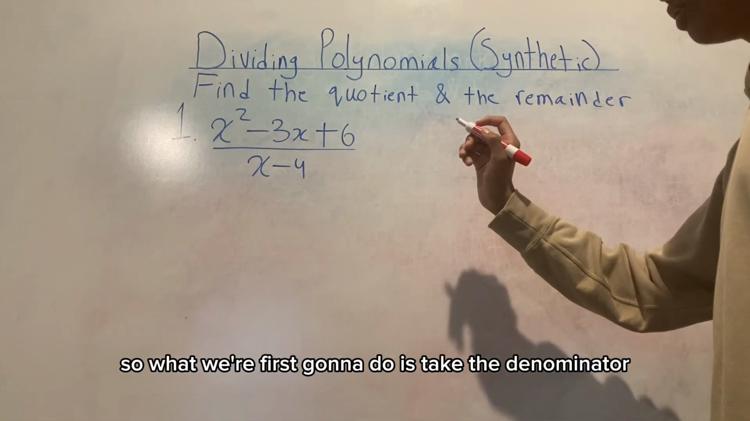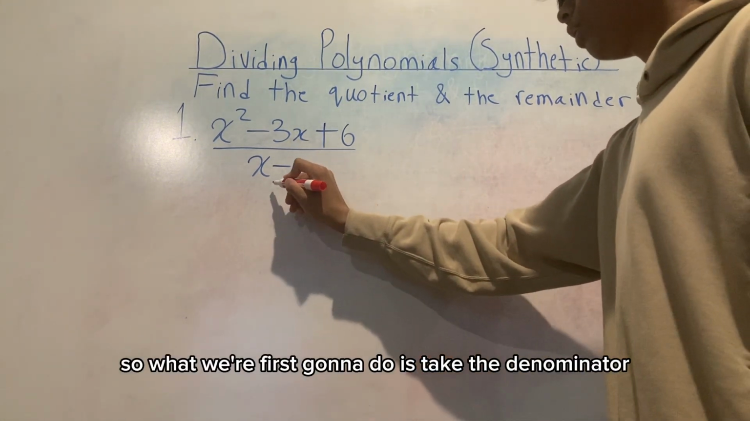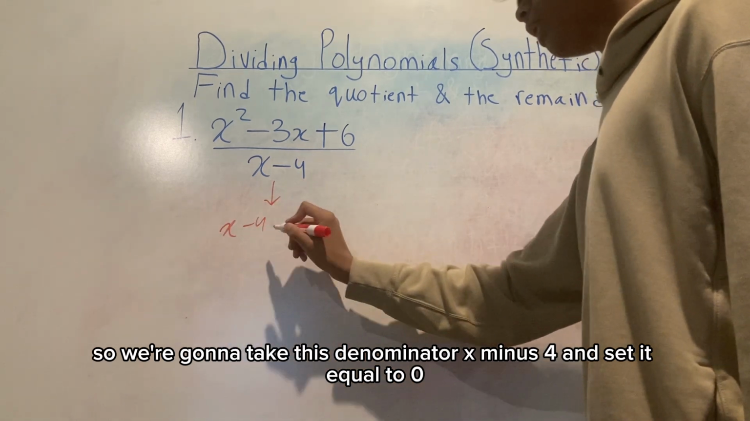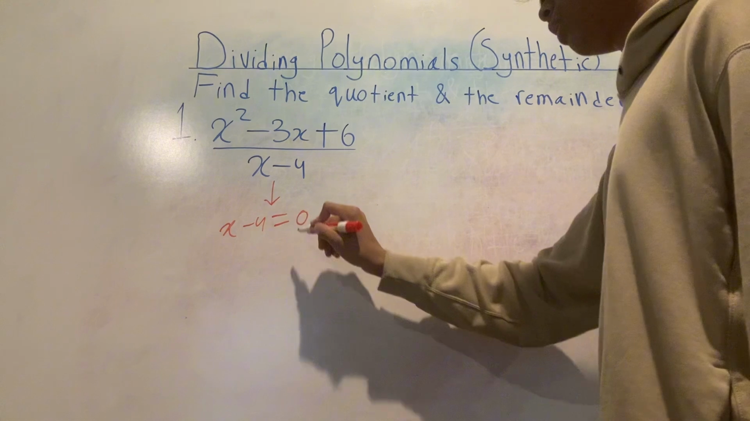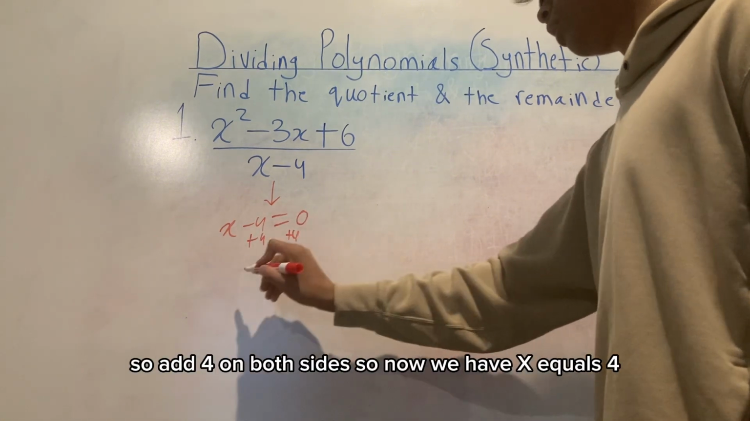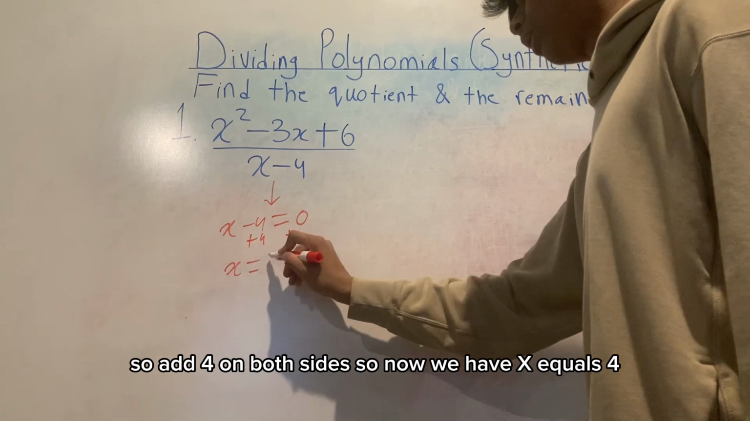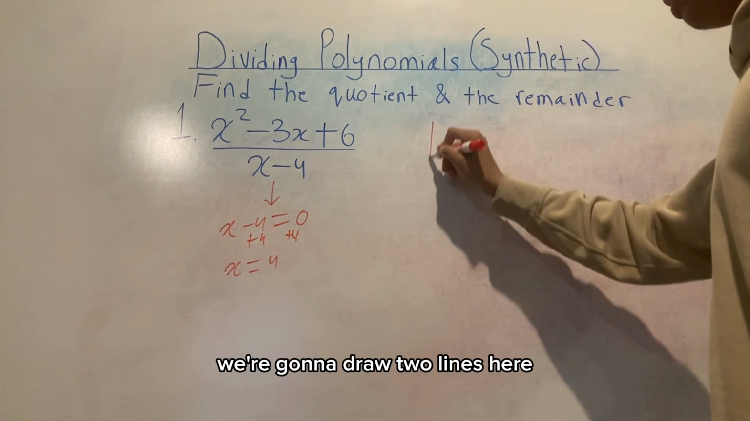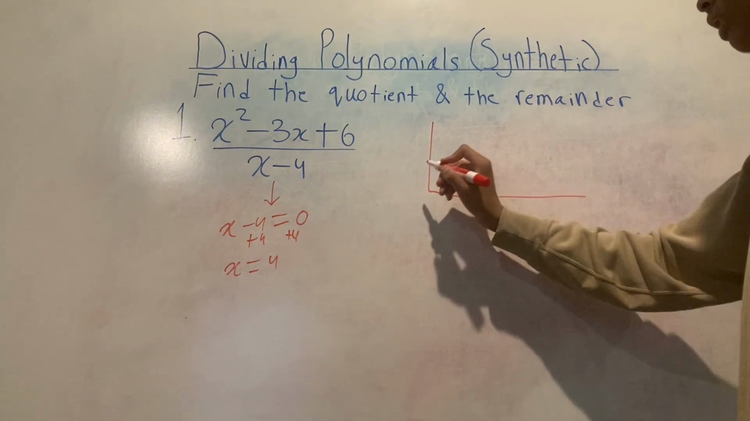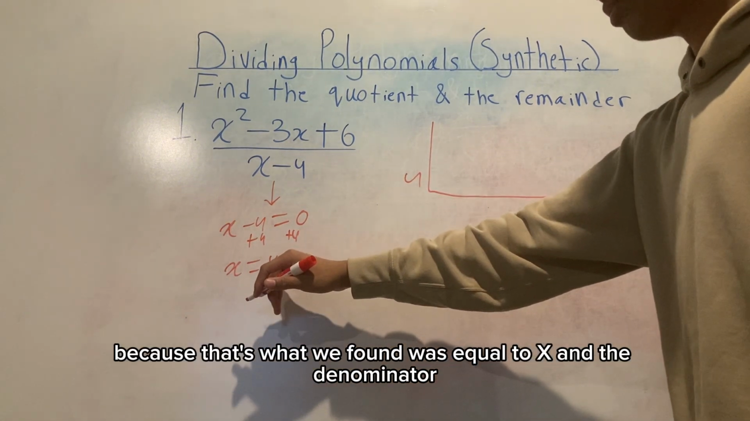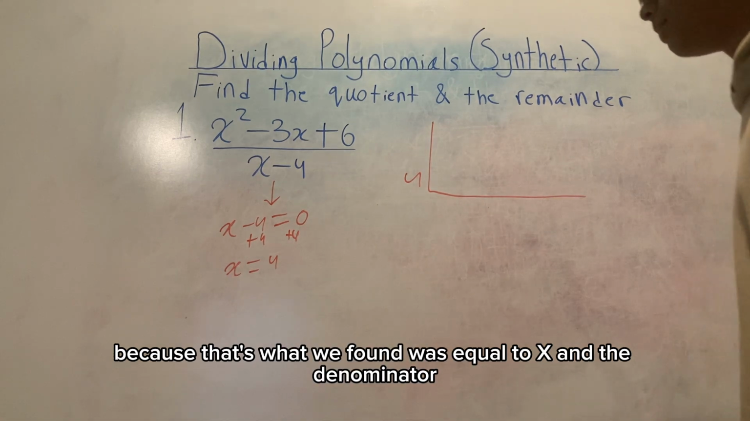So what we're first going to do is take the denominator. We're going to take this denominator, x minus 4, and set it equal to 0. And now we're just going to solve for x, so add 4 on both sides. So now we have x equals 4. Now what we're going to do with this number is first we're going to draw 2 lines here. And we're going to put 4 here because that's what we found was equal to x in the denominator.